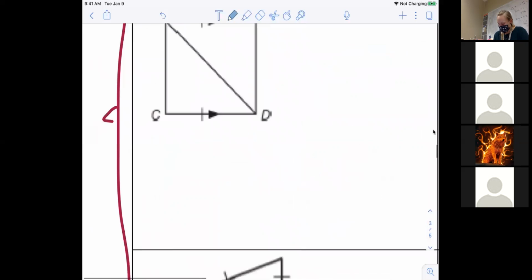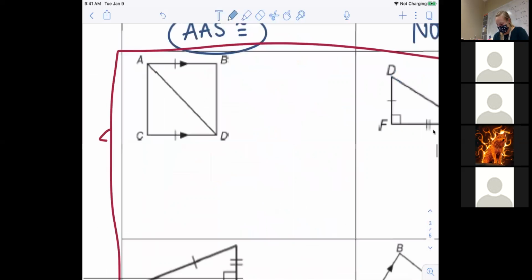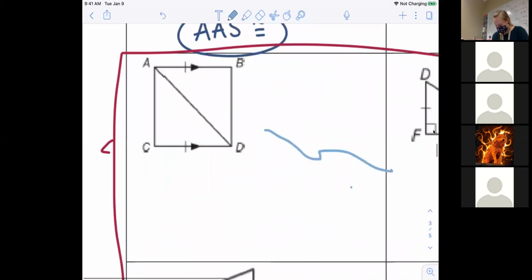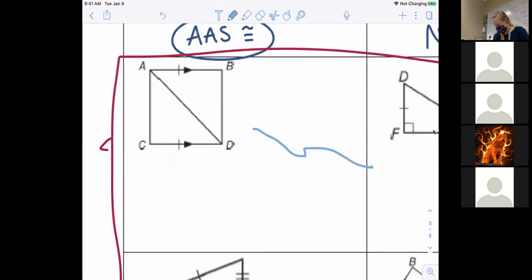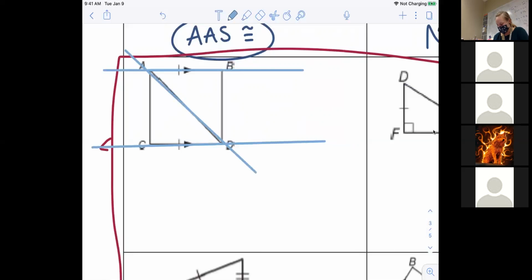All right, next one. Ooh, this one got tricky real quick, didn't it? What do these little arrows mean? Parallel. So it means that those lines are parallel. If I were to extend these lines, I could draw this as a transversal through them.